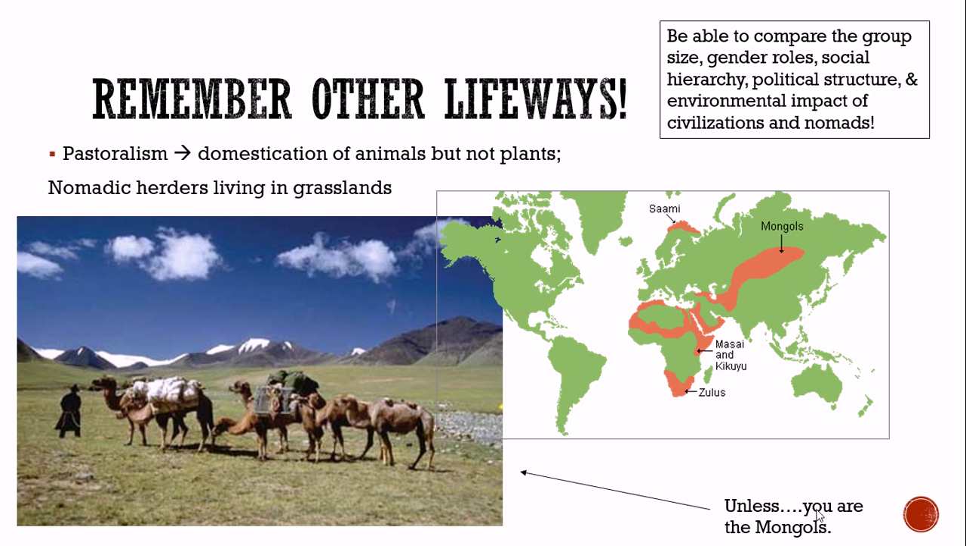Herders always live in grasslands because animals eat grass. They domesticate animals. It's a very effective way of living. They can use the milk, meat, wool, all that kind of stuff from their animals to have a really good economy and have a good way of life. You should have a chart inside your notebook that compares nomadic and, quote, civilized people, settled people. So make sure that you look over that chart and that you know the differences between those two kinds of lifeways and why those lifeways existed in different places.